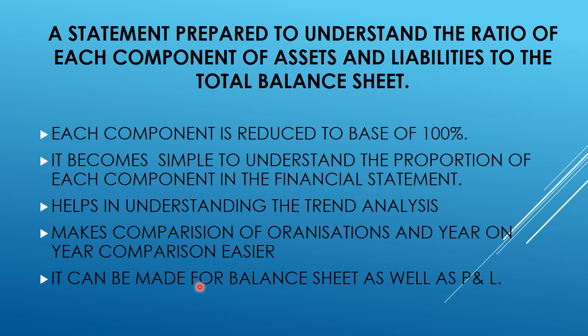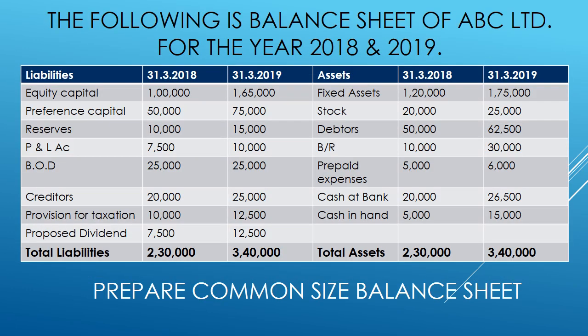The only difference between the balance sheet's common size statement and the P&L common size statement is that when we are doing it for the balance sheet, 100% is your total liabilities or total assets. Whereas when we are doing it for the profit and loss account, your 100% would be considered as net sales, and accordingly the other percentages are calculated. Let us go to a simple problem and then you will understand how exactly it is done.